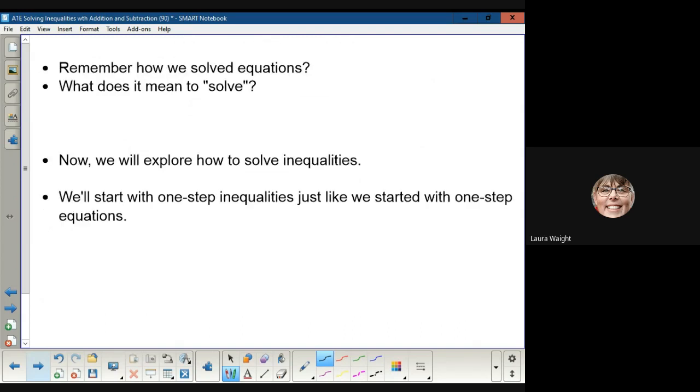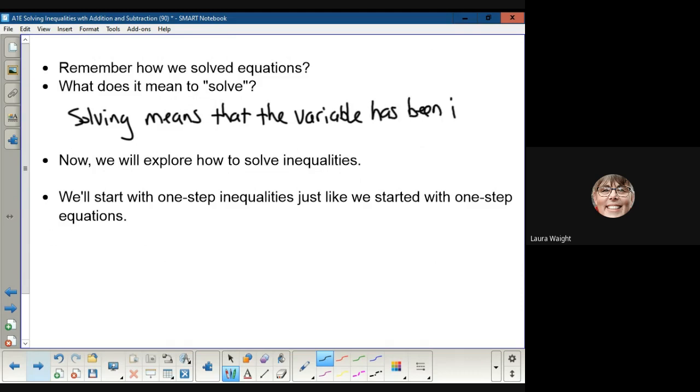So back when we started solving equations, we defined what it meant to solve. You don't have to write this in your notes again, but remember what it means to solve. Solving means that the variable has been isolated. In other words, it's on one side of that equation or inequality all by itself. It's been isolated.